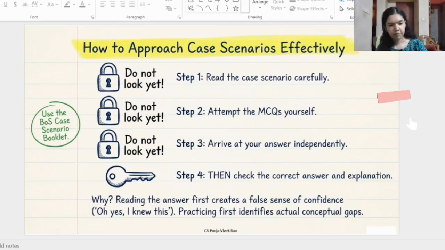Follow the following steps. Step number 1, read the case scenario carefully. Then step number 2, attempt the MCQ yourself. And step number 3, arrive at the answer. Then step number 4, check the correct answer and explanation. Because if you read the answer first, you might feel you already know this. But when you actually solve it independently, then only you will be able to identify your actual gaps. That's why practice first and then check the answers later on.